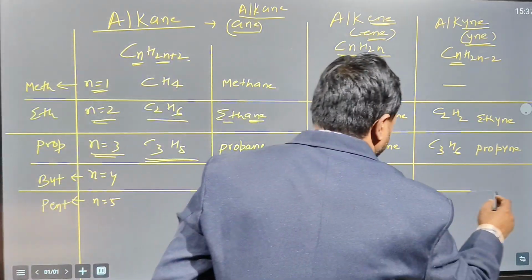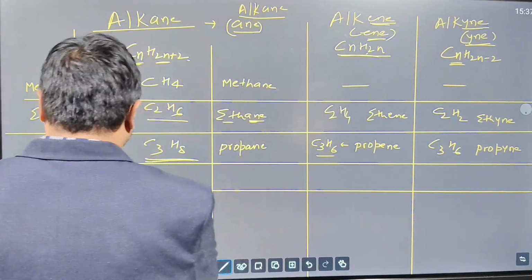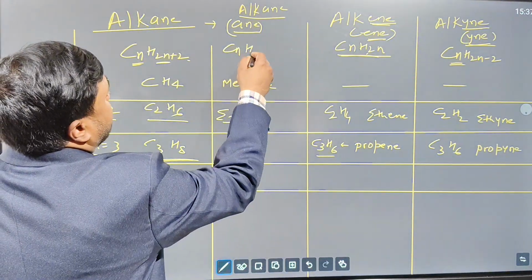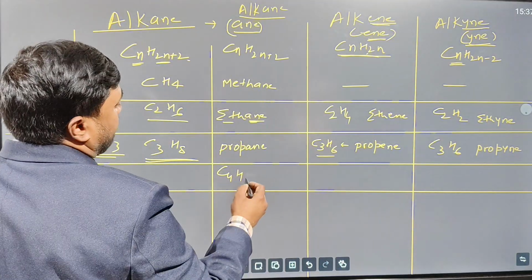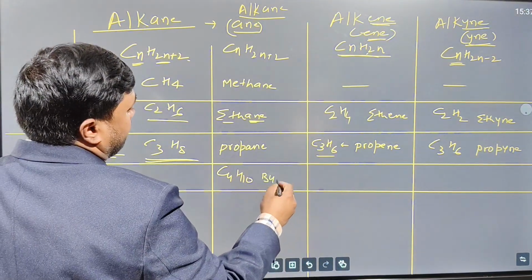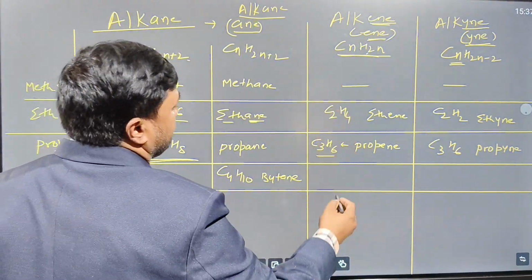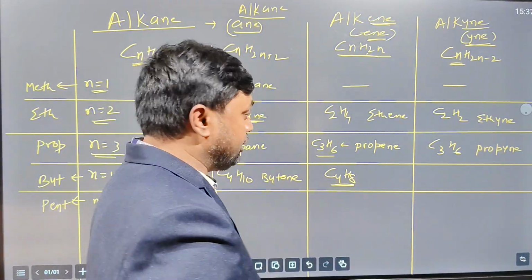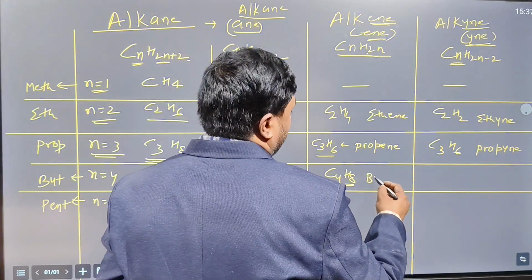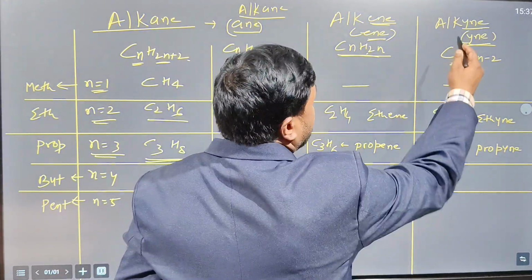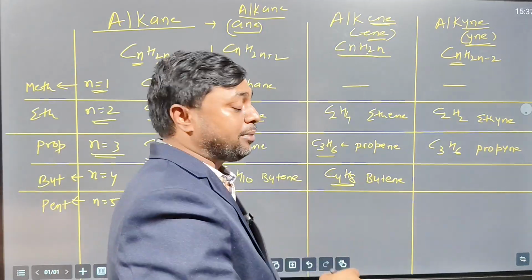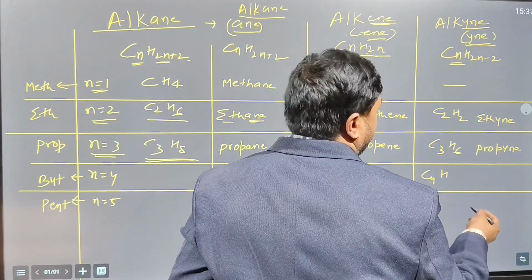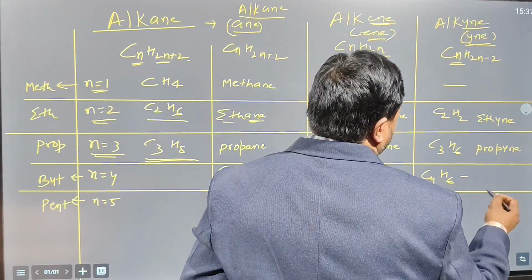Let's talk about n is equal to 4. So when we talk about n is equal to 4, C4. Put in the formula. What is the formula of alkane? CnH2n plus 2. Yes or no? C4H10. So what is it? Butane. For alkene we get C4H8. Yes or no? If the hydrogen atoms are double the carbon atoms, it is alkene. So here, butene. Yes or no? If the hydrogen atoms are 2 less than double the carbon atoms, it is alkyne.